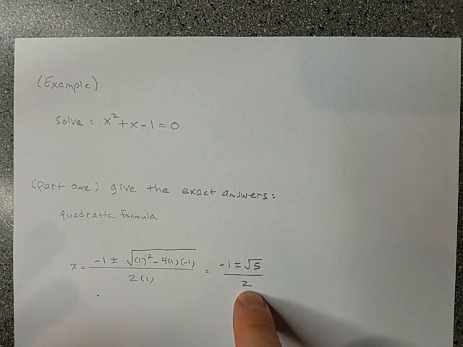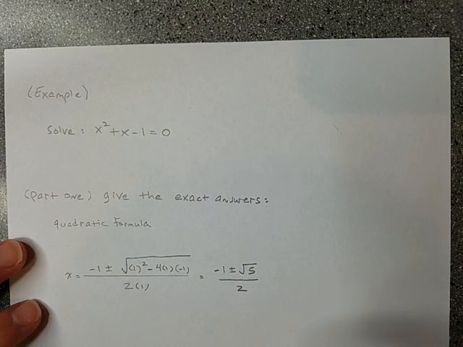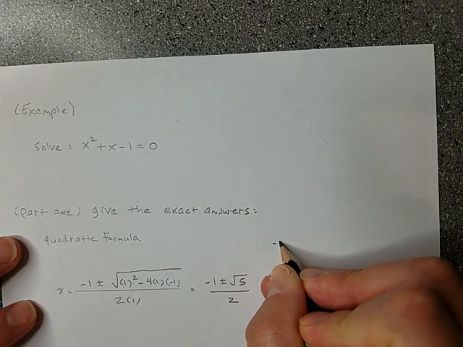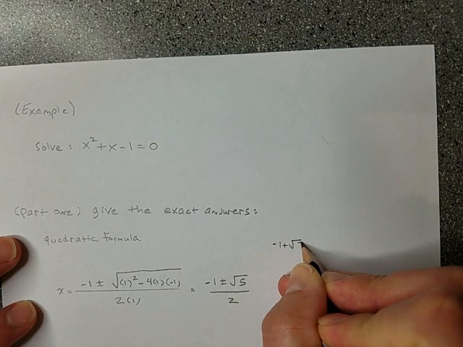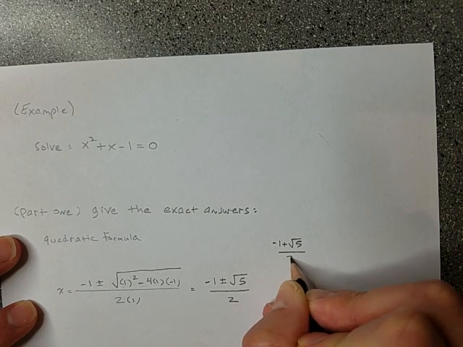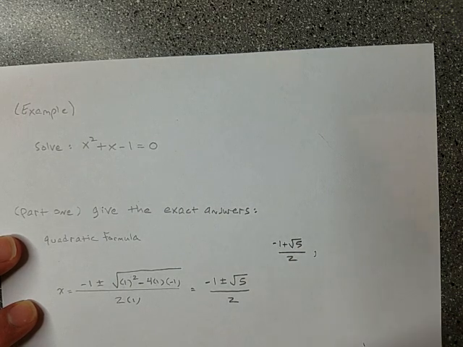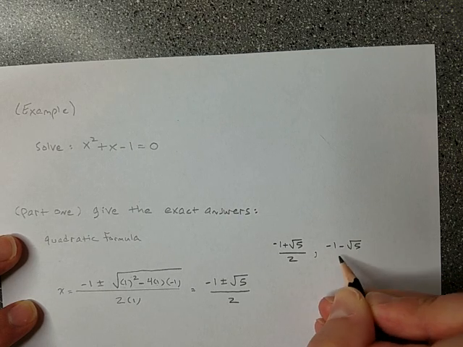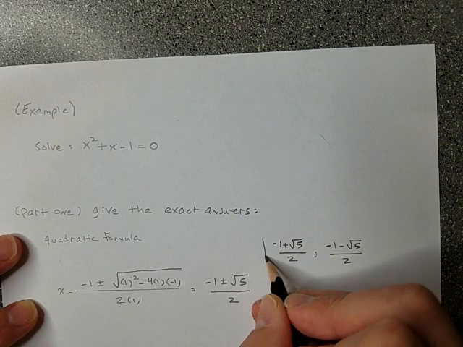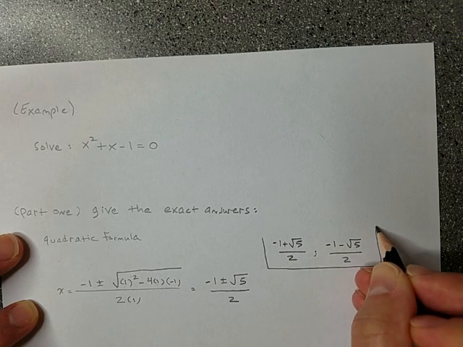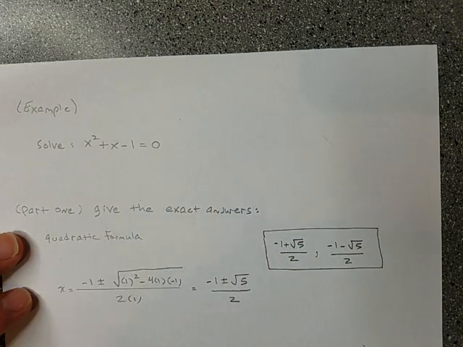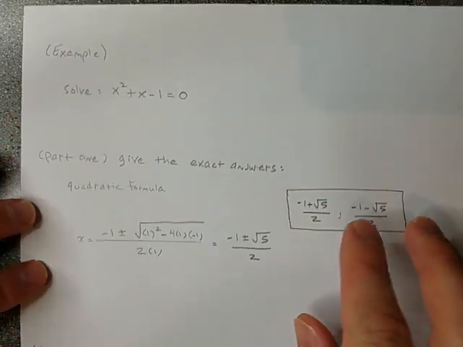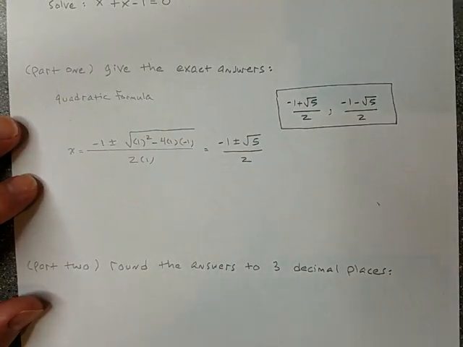There's your answers, okay? If I wanted to give my exact answers as a list, I would say first answer, negative 1 plus root 5 over 2. And then my second answer, negative 1 minus root 5 over 2. Okay, and there they are. Those are the exact answers. They're perfect, all right?